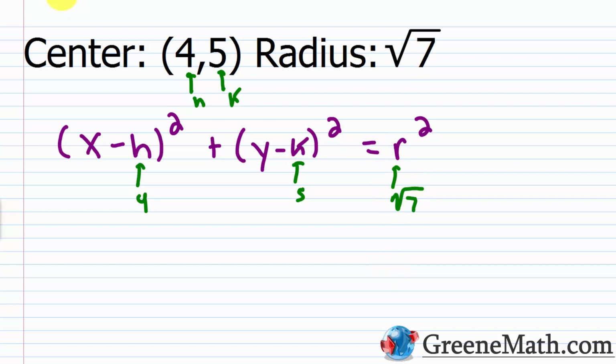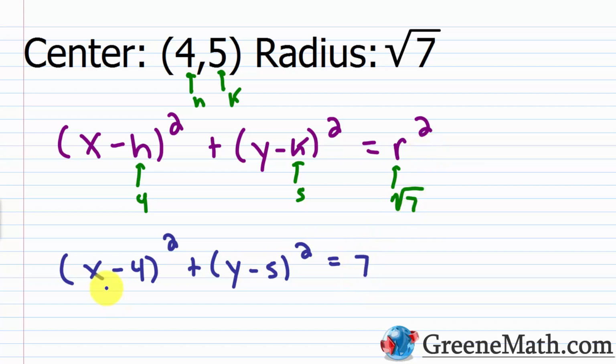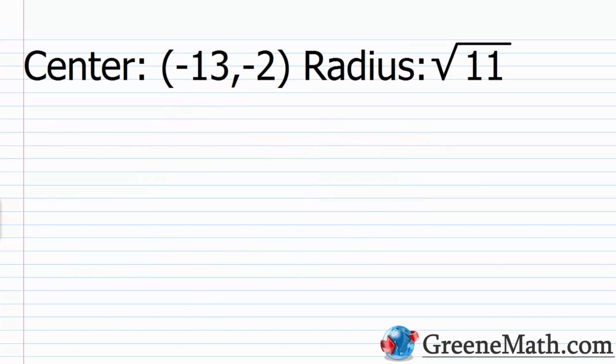So what do we have? We'd have the quantity x minus 4 squared, plus the quantity y minus 5 squared, and this equals, if I take the square root of 7 and square it, I just get 7. So this is my center radius form for a circle with a center 4 comma 5 and a radius of square root of 7. All right, let's try one more of these and then we'll move on to something a little bit more complicated. So we have a center that occurs at negative 13 comma negative 2 and a radius of square root of 11.